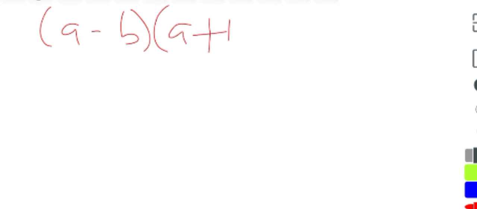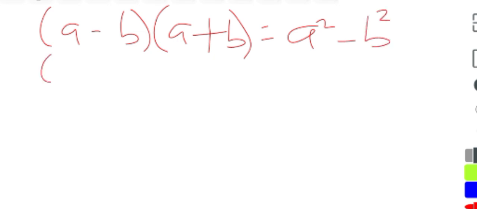We are going to speak on rationalization of surds. To understand rationalization of surds, you have to understand two things: the difference of two squares and conjugate surds. Because I'm going to explain the difference of two squares. Now, if you have a minus b multiplied by a plus b, this gives a squared minus b squared.